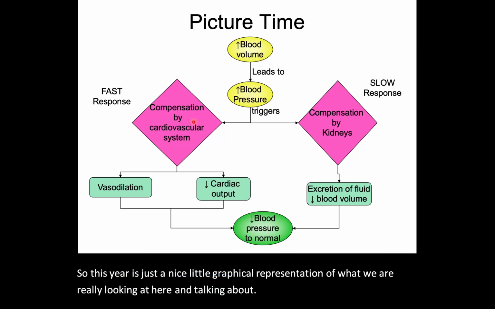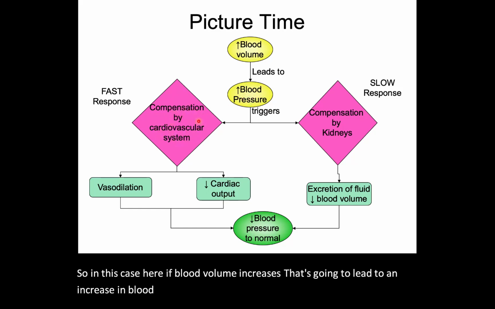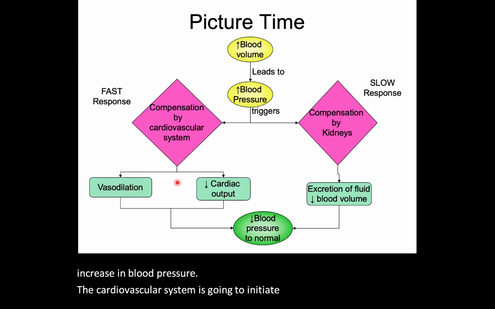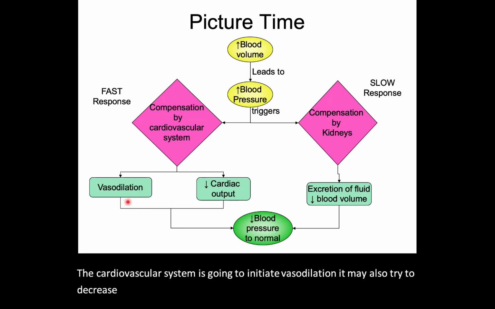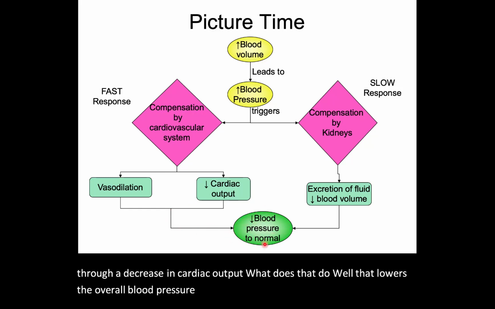Right? So in this case here, if blood volume increases, that's going to lead to an increase in blood pressure. Right? The cardiovascular system is going to initiate vasodilation. Right? It may also try to decrease cardiac output. Right? So through an increase in vasodilation and through a decrease in cardiac output, what does that do? Well, that lowers the overall blood pressure. Right? And so your blood pressure drops back down to normal.